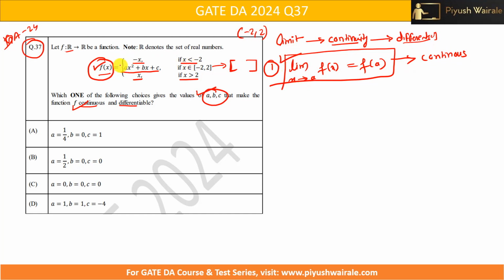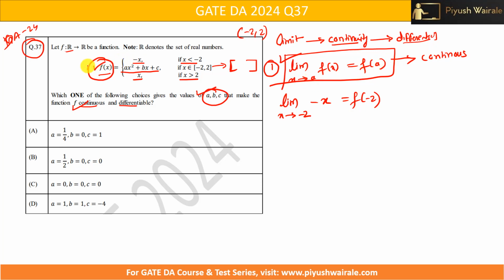Here you can see f of x will be minus x when x is less than minus 2. So can I write like this? Limit x tends to minus 2. When I approach x to minus 2, my f of x will be minus x. And if the function is continuous, it is equal to f of minus 2. So this is what the continuity concept is: limit x tends to a, f of x must be equal to f of a.